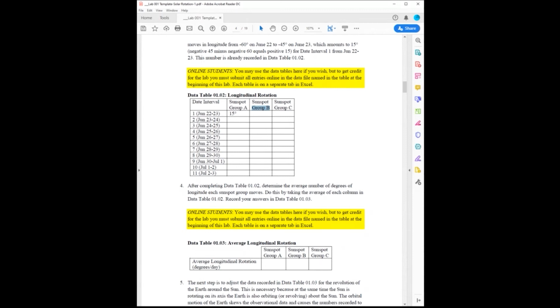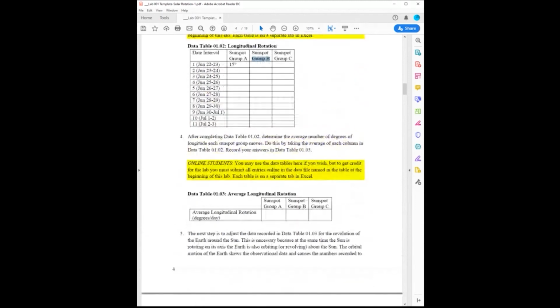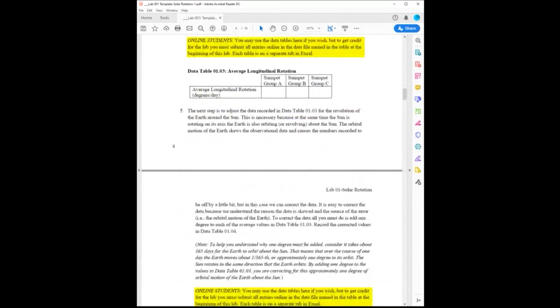Okay, after you fill in data table 1.02, you come down to data table 1.03, and it says after completing data table 1.02, determine the average number of degrees of longitude each sunspot group moves. You do this by taking the average of each column in data table 1.02. In other words, you take the average of everything up here in 1.02, which is just the sum divided by the number of entries, and you record that down here in data table 1.03. So that's pretty straightforward.